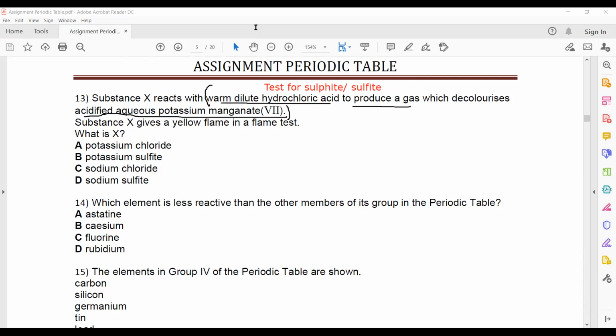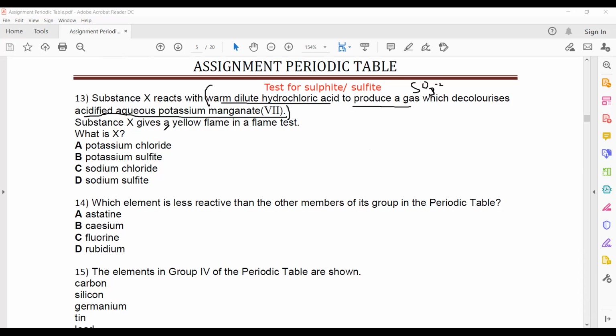Sulfite means SO3. The test for sulfate is adding barium nitrate, or adding barium chloride. That's a test for sulfate. So this is a test for sulfite, so it means it contains a sulfite.